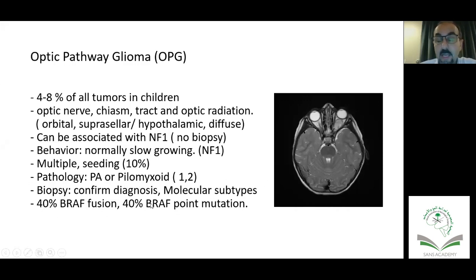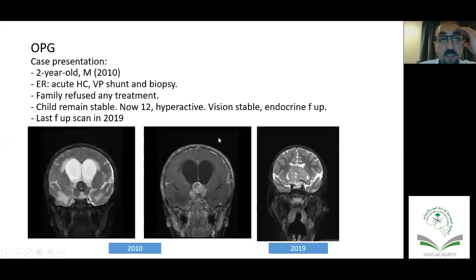And for the molecular part here, as I said, we talked about BRAF last time. We have two kinds of BRAF: the BRAF fusion and the point mutation. According to some studies, 40% of these optic pathway gliomas have BRAF fusion and point mutation, and the other 40%, 20% doesn't happen.